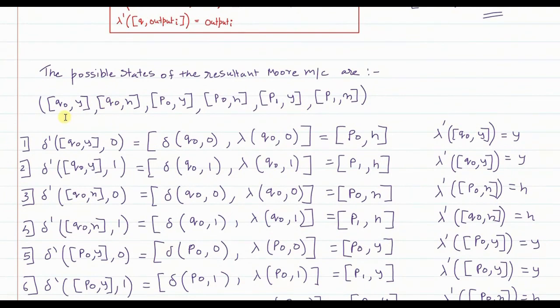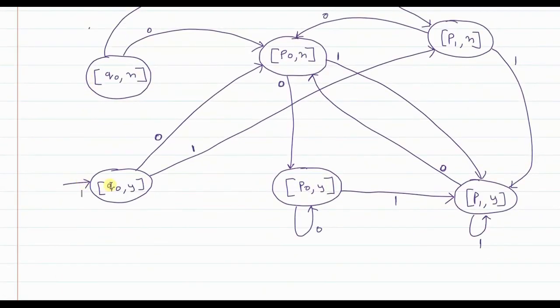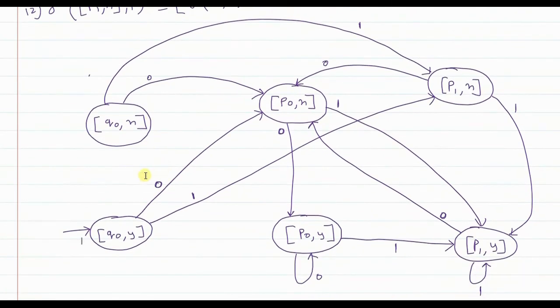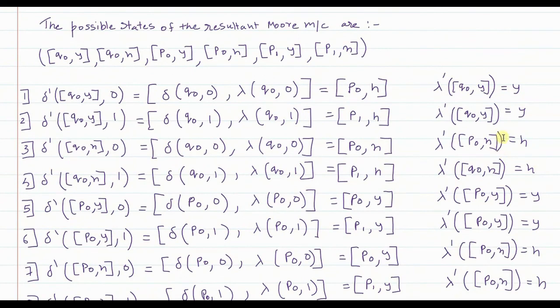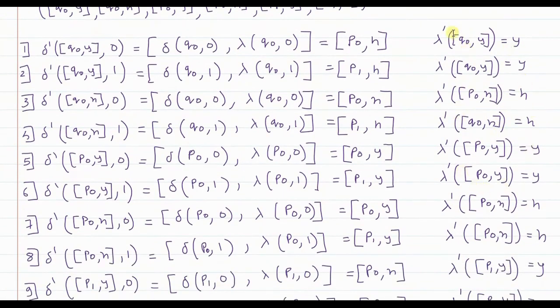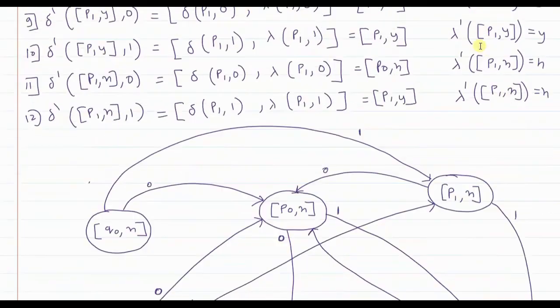Q naught Y here will be the start state, because Q naught is the initial state here, and from Q naught you have got two states, either Q naught Y or Q naught N. You can take any one, but since I started with Q naught Y, Q naught Y will be the start state. Now this is a Moore machine. However, in a Moore machine every state has an associated output value, so that is remaining to be written.